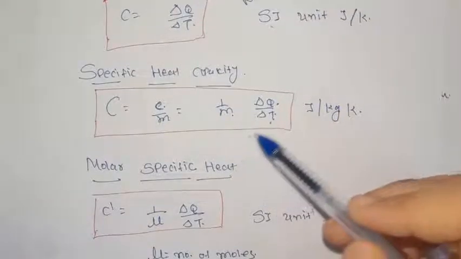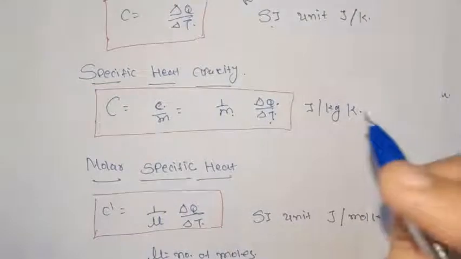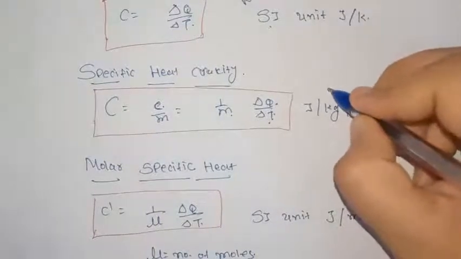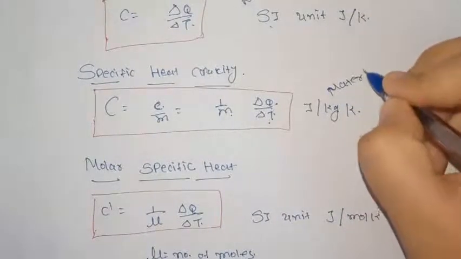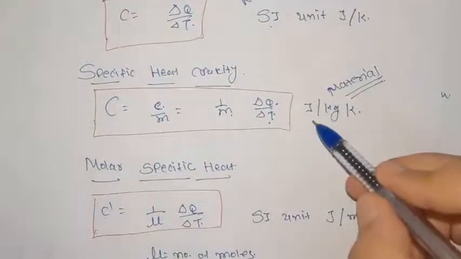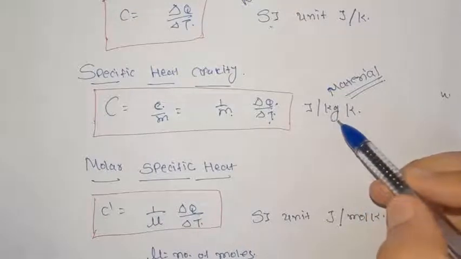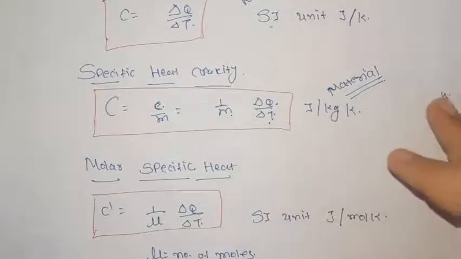As we have divided this by mass, it will be independent of mass. So it is the only characteristic of the material. The SI unit of specific heat capacity is Joule per kg Kelvin.